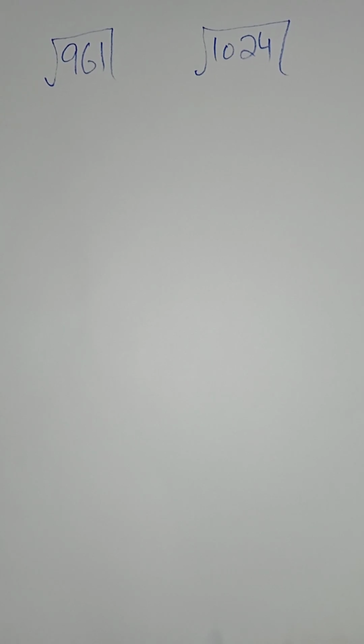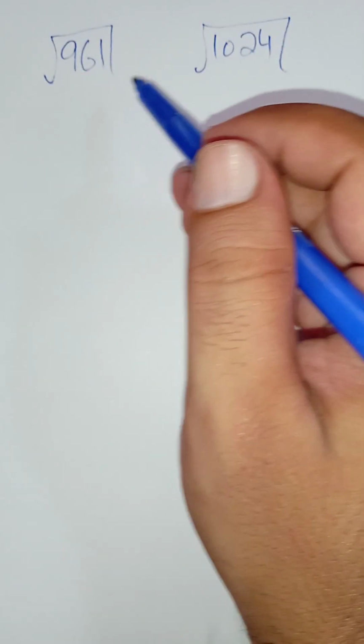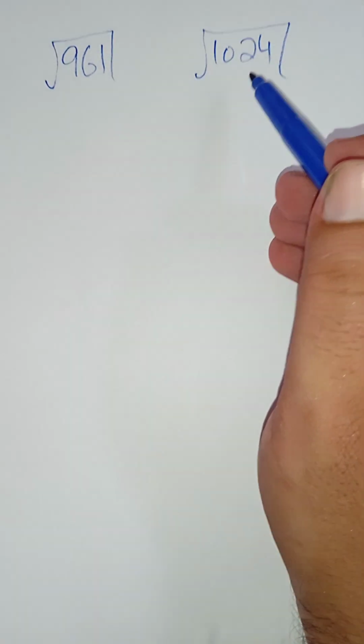95% of the students are unable to find the square roots of these two simple numbers. They prefer prime factorization, but the division method is the easiest method to solve these two questions. Now have a look at this. First one is 961, the second one is 1024.